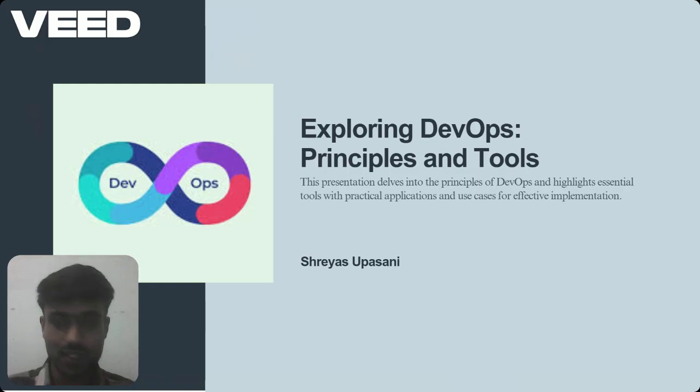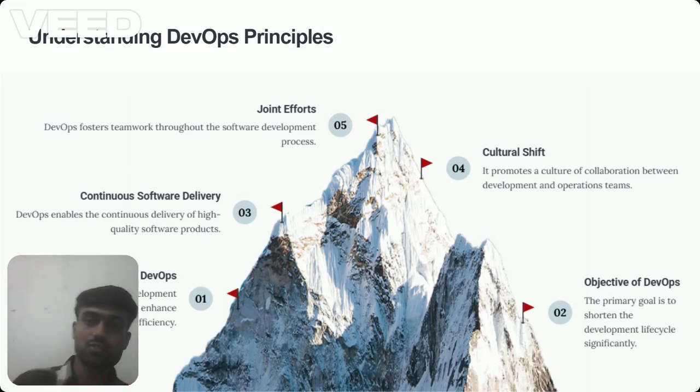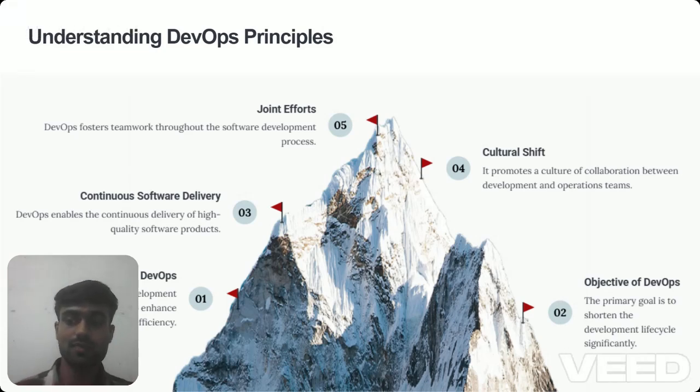So, let's begin. Starting with this slide, what is DevOps? To understand DevOps, let's break the word into two parts: development and operations. Traditionally, software development and IT operations were separate teams. Developers would build applications, and then the operations team would deploy and maintain them. This approach often led to delays, miscommunications, and deployment failures. DevOps merges these two functions to create a collaborative, automated, and efficient workflow.